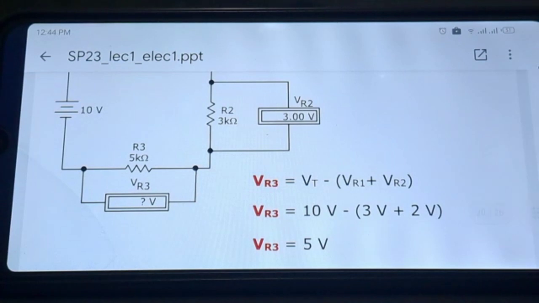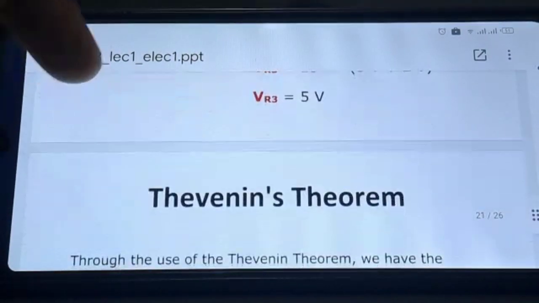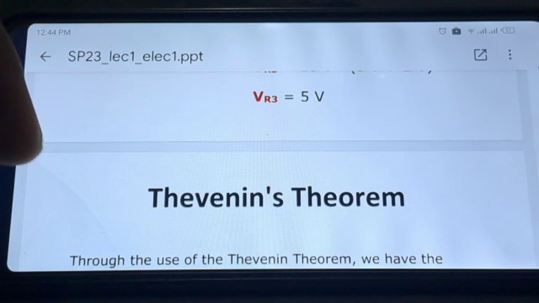the voltage of resistor 3. Here we apply KVL on this circuit to find the voltage of resistor 3. So the voltage of resistor 3 becomes the total voltage minus the voltage of resistor 1 plus the voltage of resistor 2, which is 3 plus 2. So we can find the voltage of resistor 3 by applying KVL.